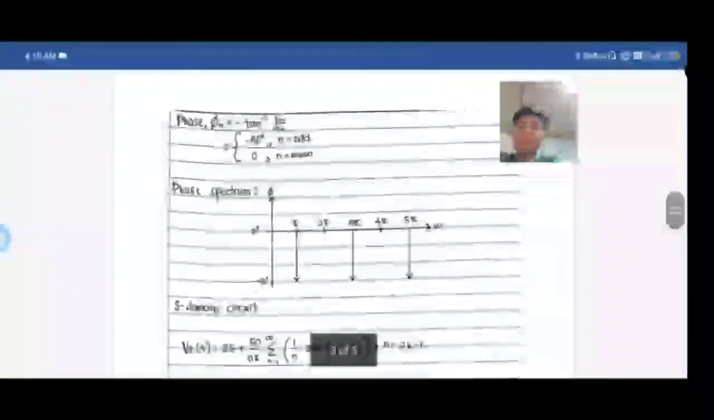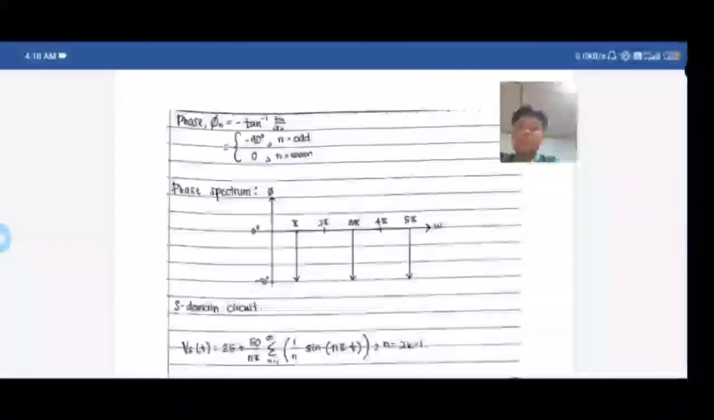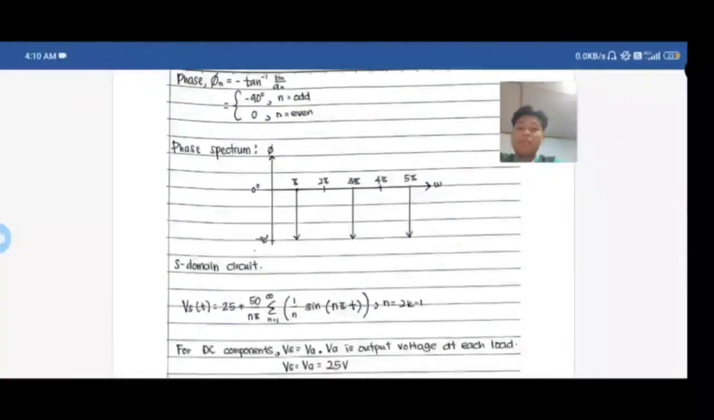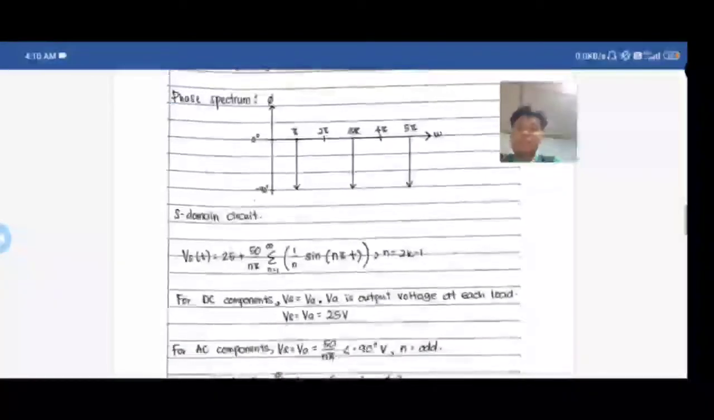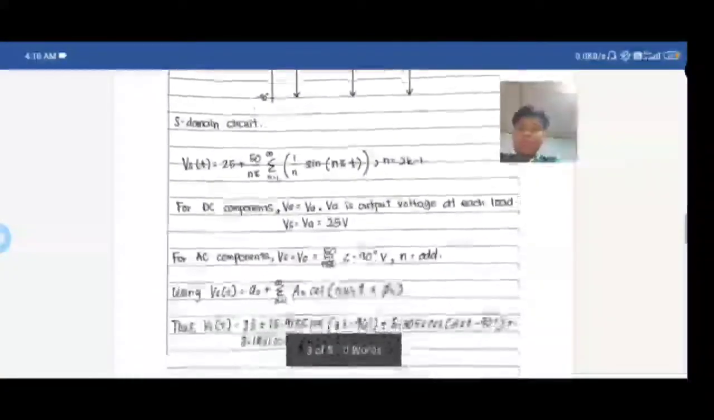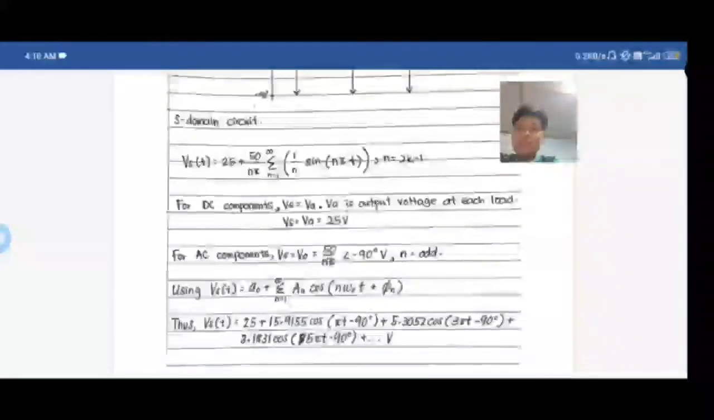So for the phase, this is our phase spectrum. The negative 90 degree is odd and 0 is even. So our pi, 3 pi, and 5 pi is negative, which is odd. So for the S domain circuit, this is our voltage.